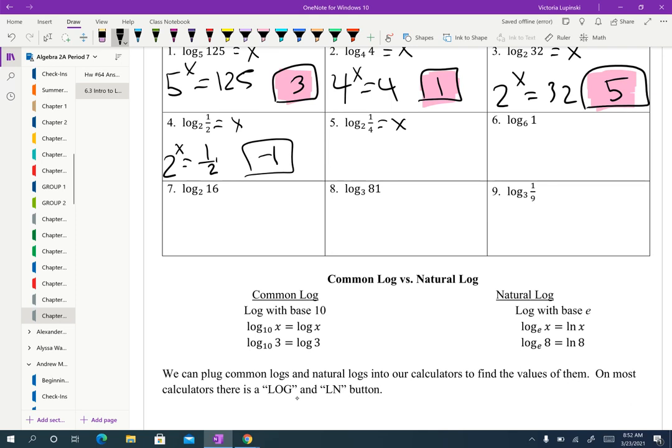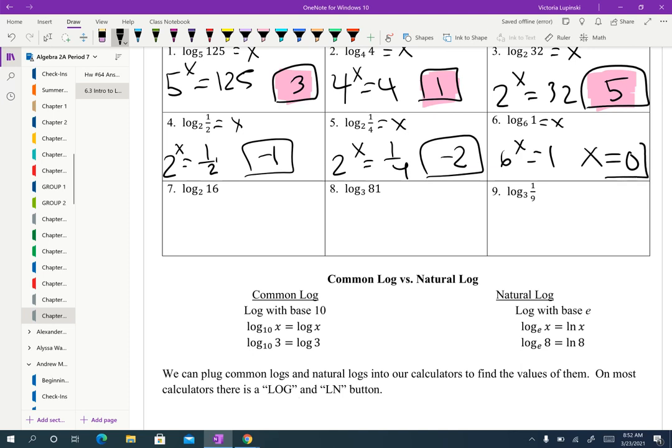Similar scenario here in number 5. 2 to the what is equal to 1/4? Well, how does a 2 become a 4? You would have to square it. How does it wind up in the denominator? It would have to be negative. 6 to the what is equal to 1? The only value that is ever going to be an exponent that gives you something of 1 is always going to be 0. And again, that is something that we saw on the previous slide.